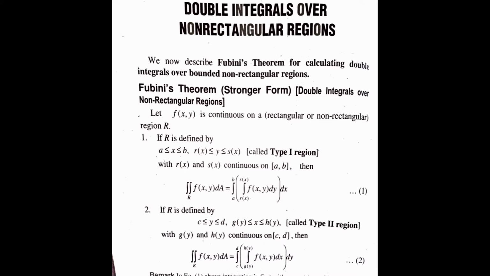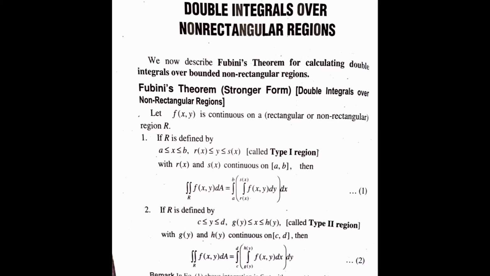Today we are studying double integrals over non-rectangular regions. We now describe Fubini's theorem for calculating double integrals over bounded non-rectangular regions. Fubini's theorem, strong form, double integrals over non-rectangular regions. Let f(x,y) be continuous on a rectangular or non-rectangular region R.